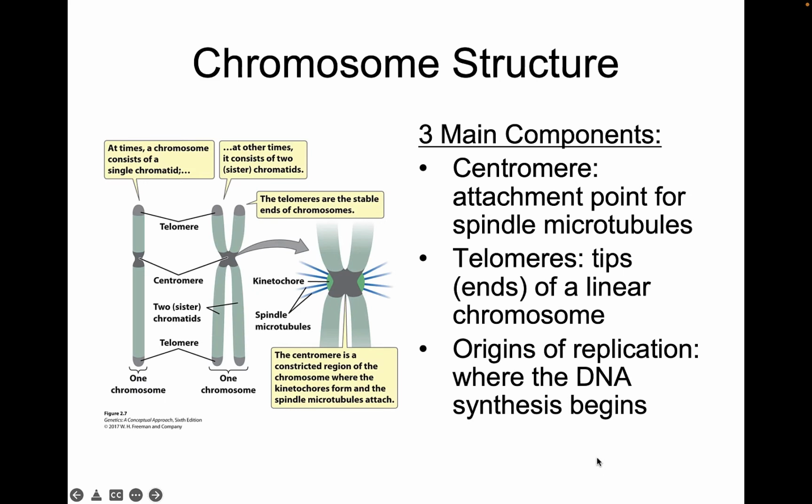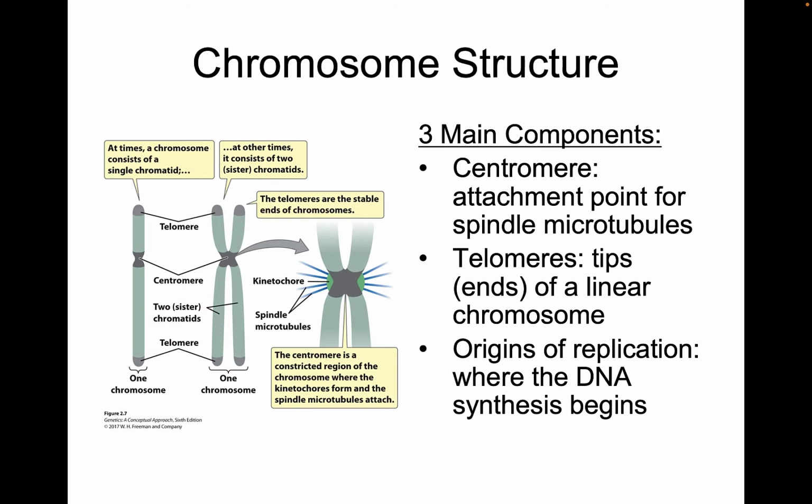So looking at the chromosome structure, there are three main components. You have the centromere, which is the attachment point for the spindle microtubules. That is the restriction point on the chromosome. Now, I won't say that it's always going to be in the middle, because depending on the type of chromosome, the centromere can be present in different portions of the chromosome. However, we do know that it is a restricted point of the chromosome, and it typically tends to be repetitive DNA.